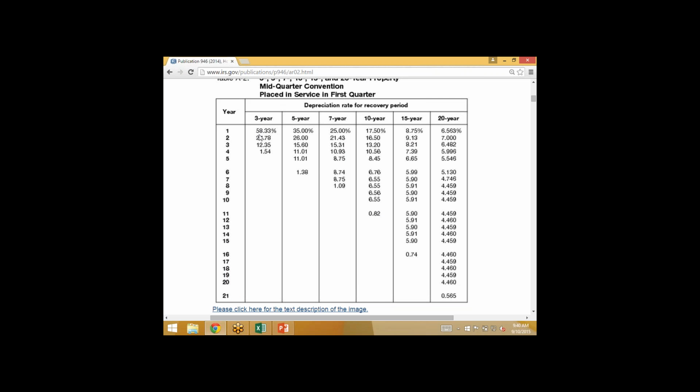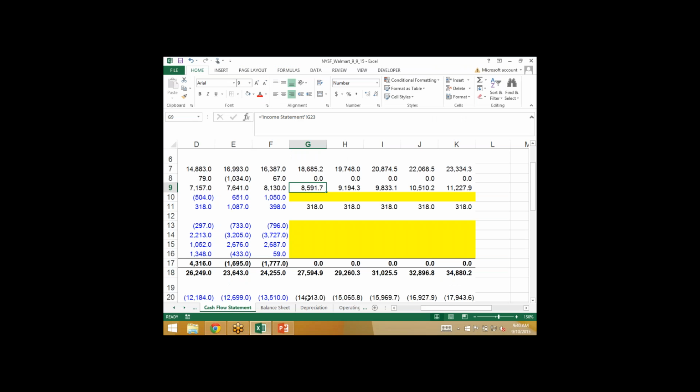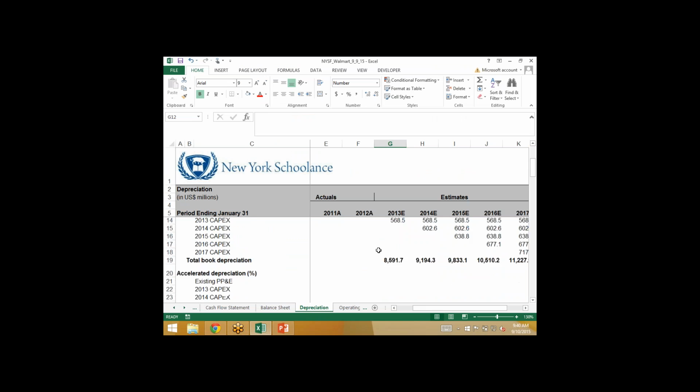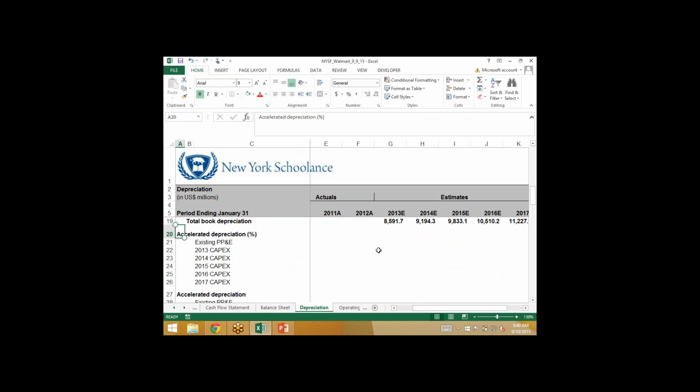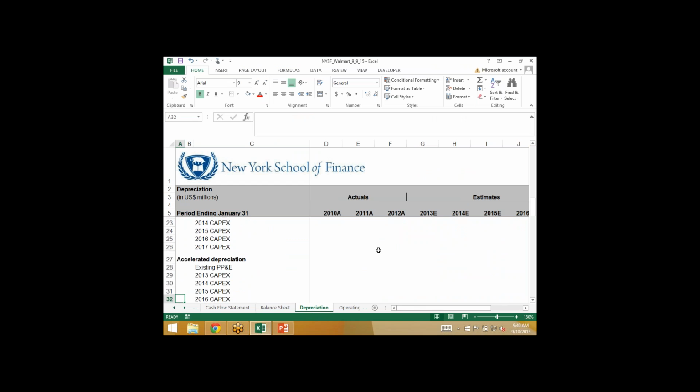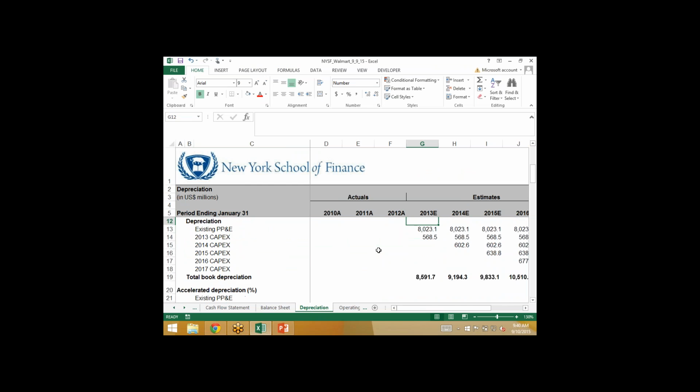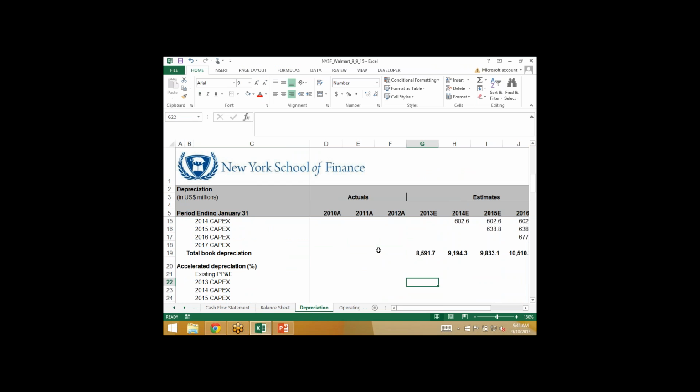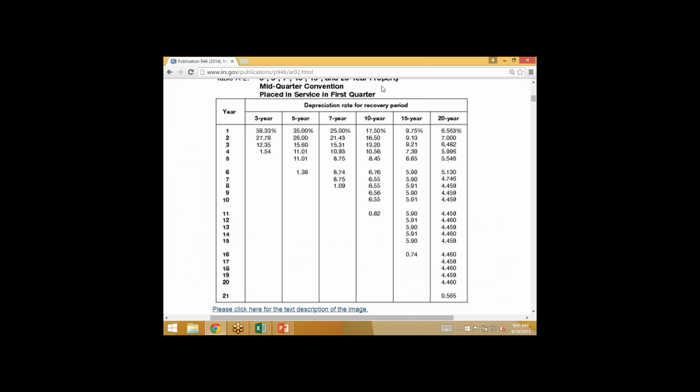Any questions on that? So let's use this table to model out accelerated depreciation for Walmart. If we go to the depreciation schedule, here we have the accelerated depreciation section. There are two areas here, one to lay out our percentages that we will apply, and one to actually calculate the depreciation. So for example, for existing PP&E, now we've estimated a 14-year useful life. There is no table for 14 years, but close enough, 15 years. So we're going to use the 15-year percentages.